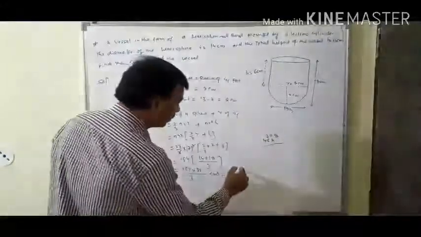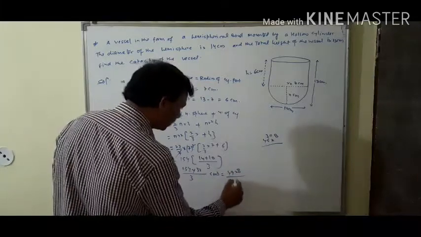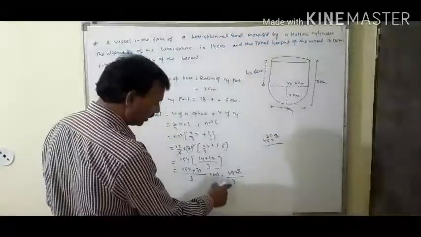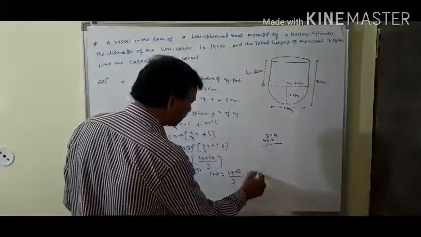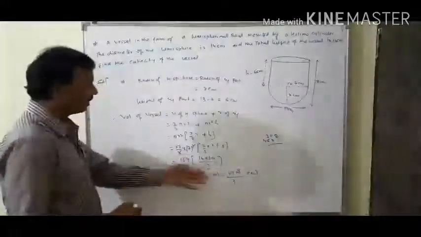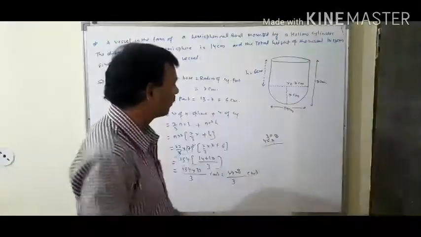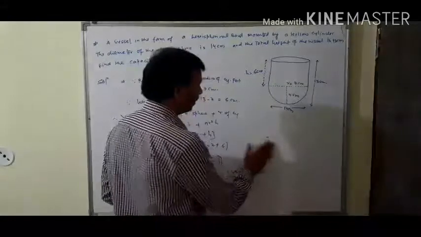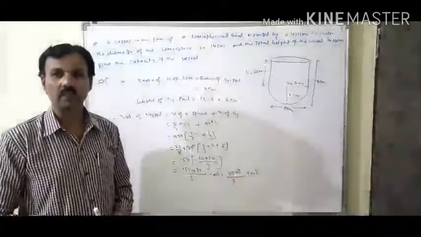This is equal to 8294 whole upon 3. Does this cancel or not? No. This centimeter cube, that means this will be the volume of this vessel. This is the answer. Now, in the next video, we will take another numerical.